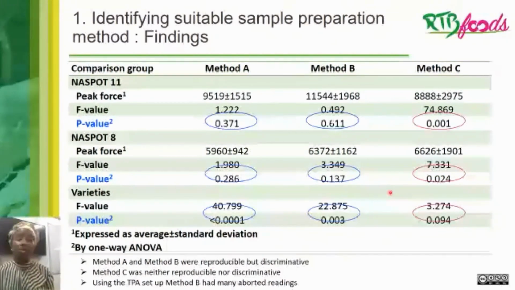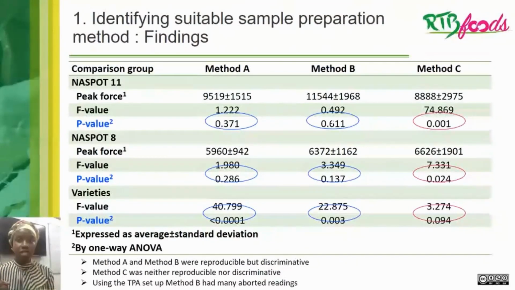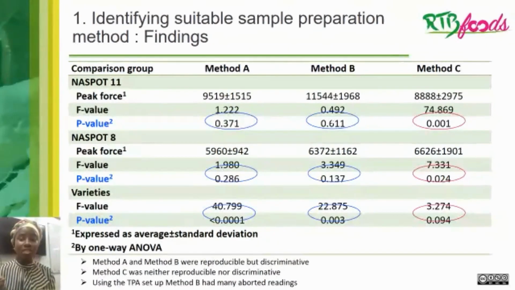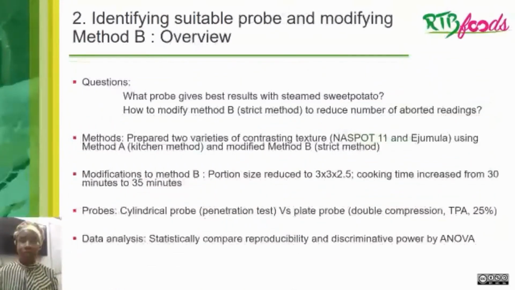Another thing that you may not be able to appreciate from this table is that we noticed that with method B we had many aborted readings, and we knew that even though it was giving us good results, that problem of aborted readings is something that we had to solve before moving along with concretizing it as a method. So those results informed our second set of experiments.